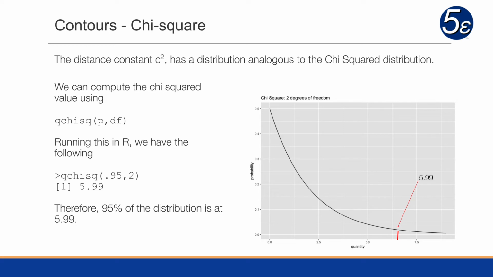The distance constant C is analogous to a chi-squared distribution. I've drawn the chi-squared distribution for you here with 2 degrees of freedom. We can compute the chi-squared quantile using the probability, in this case 0.95, with the degrees of freedom. Running this in R, we have the following: qchisq(0.95, 2). Where does the 2 come from? There are 2 dimensions in our data set, so therefore we're going to be using 2. Therefore, 95% of the distribution is at 5.99, so our constant C is 5.99.